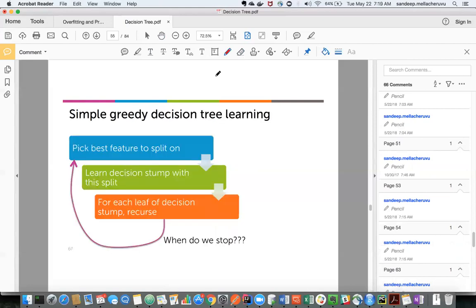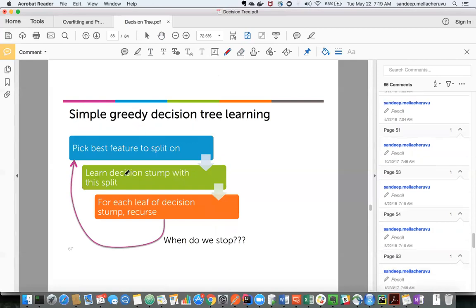So we are talking about simple greedy decision tree learning. So in that, what we should do: pick a best feature, learn the decision stump, which is the branches to split on, and for each leaf node, recurse again. Now when do you stop? This is a loop, right? Pick a best feature, learn decision stump, for each leaf, again go back and pick a best feature, do it again and again. This is more like a loop. Now when do we stop?